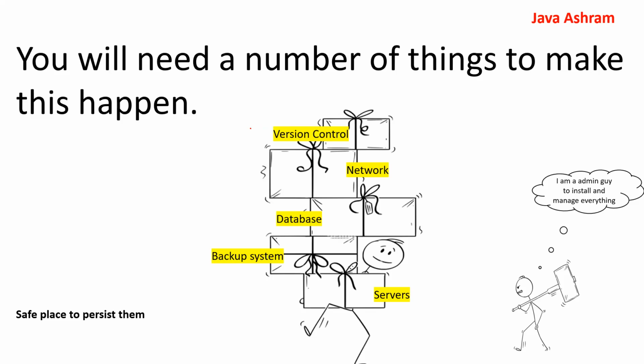First, you will require a version control system which can persist your code with different versions. You will require a network over which your data will be transmitted. You will require a database where you will be persisting the data. You will require a backup system to back up your data or your information. You will require a server where your actual application will be running. So all these things require a safe place to persist them.